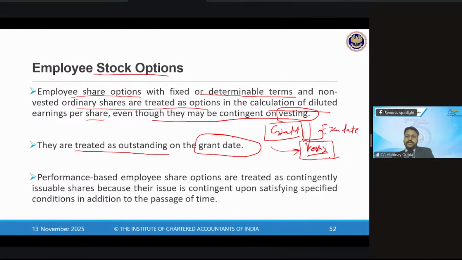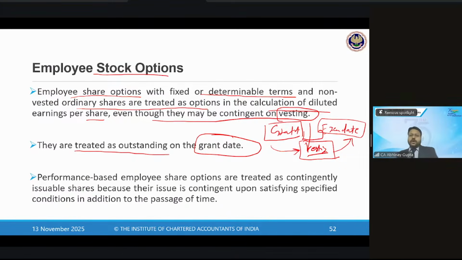Now, after the vesting date, the date on which the 3 years are completed by the employee, then there is an exercise date, the date on which the employee actually asks the management to issue the shares to their demat account, right? So this is the date on which the employee exercises its option. So these are the three dates you must have discussed under Ind AS 102, correct?